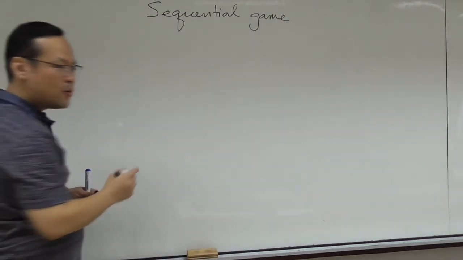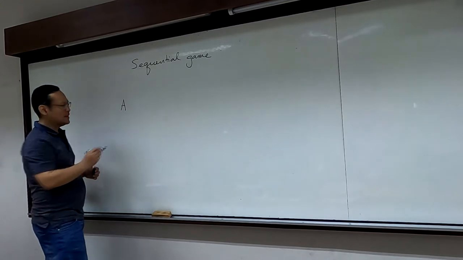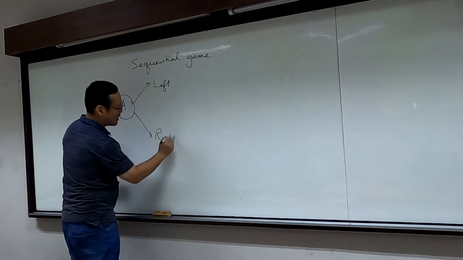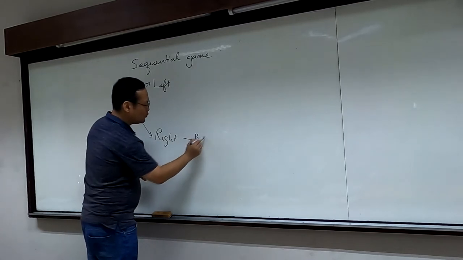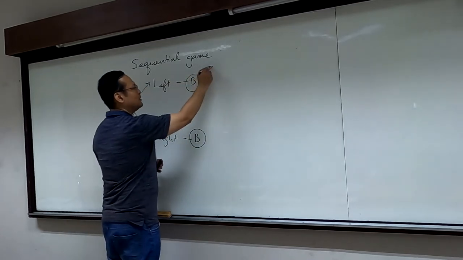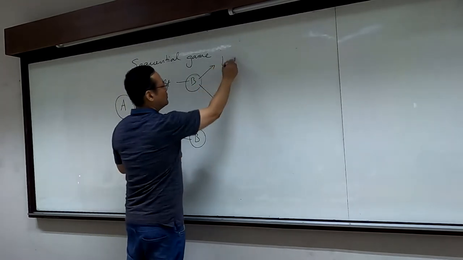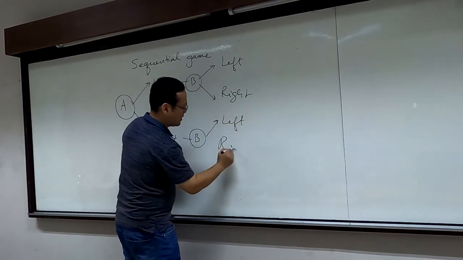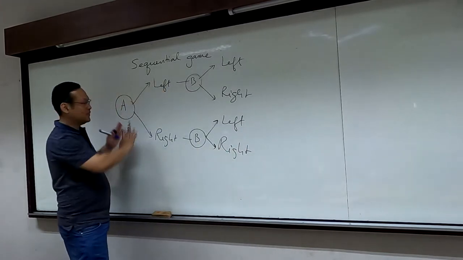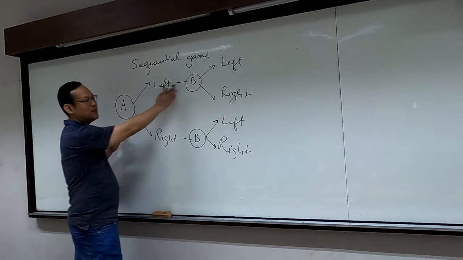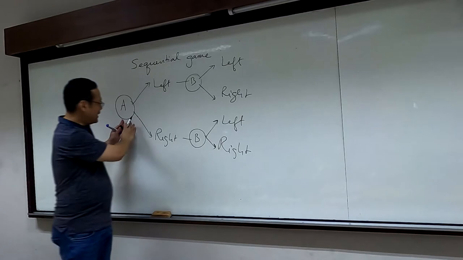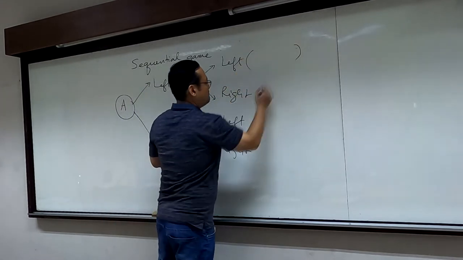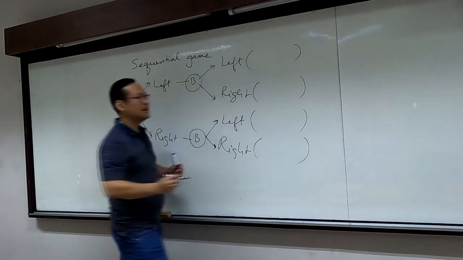In this sequential game, suppose A is the player who moves first. A can choose to go left and to go right. After that, we have player B to move later. Player B can decide to go left or to go right. This is like a tree. You see that A decides to go left and B can decide to go left or right. And A decides to go right and B can decide to go left or right. Here, and we have the payoffs here at the end of the tree.